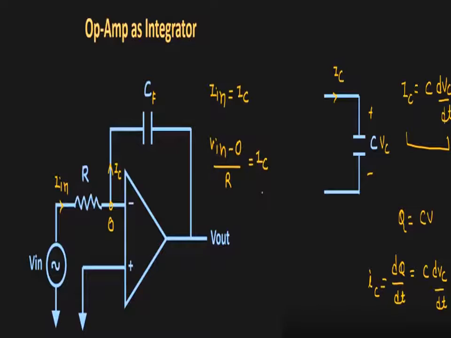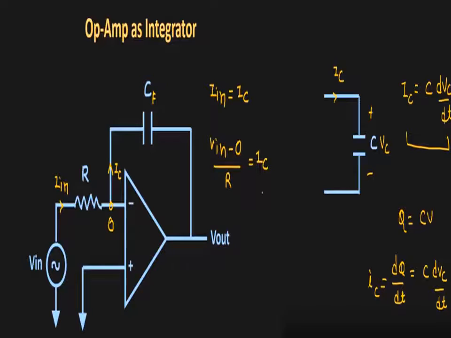The junction formed between here and here, that junction I call the virtual ground concept. So the voltage at the op-amp input will be 0. The current IN should be equal to IC. So how can I write IN? VN minus 0, because of the virtual ground concept it is 0, divided by R, should be equal to IC.